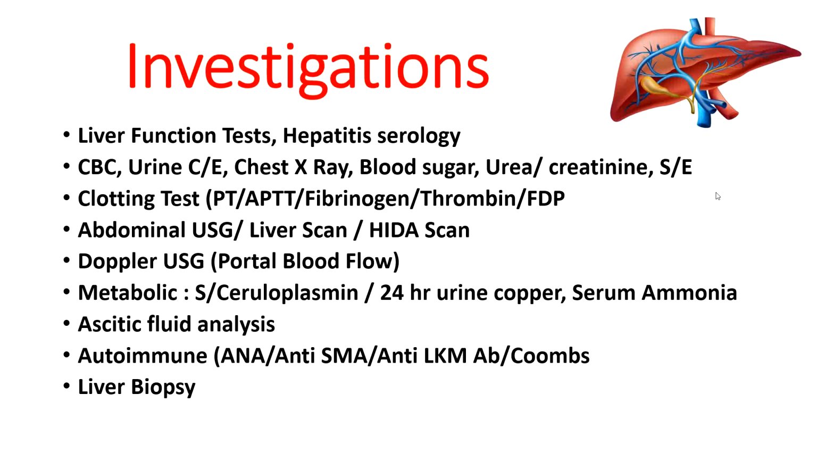In metabolic disorders, we perform tests like serum ceruloplasmin levels and 24-hour urinary copper levels for Wilson disease, and serum ammonia levels in patients with liver failure. Ascitic fluid is frequently tested to know its composition, like the protein content, sugar content, cell content, and others, and LDH levels. In patients having autoimmune hepatitis, we go for investigations like anti-nuclear antibody, anti-smooth muscle antibody, anti-liver kidney microsomal antibody, and sometimes Coombs test. However, in a number of cases, the final diagnosis is made by liver biopsy, which is attempted in these children as well.